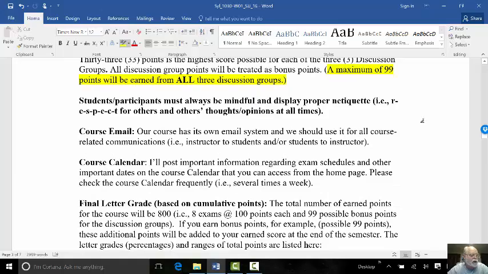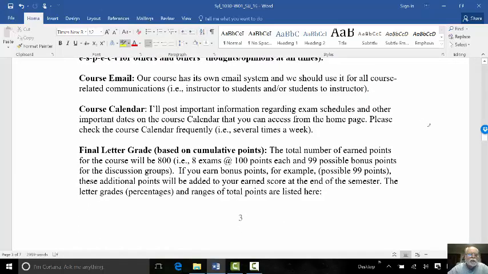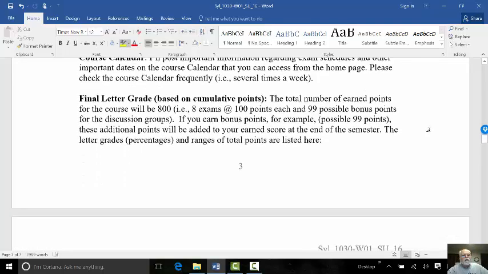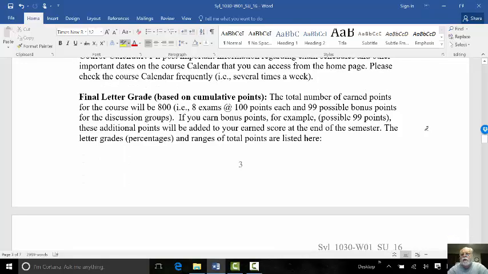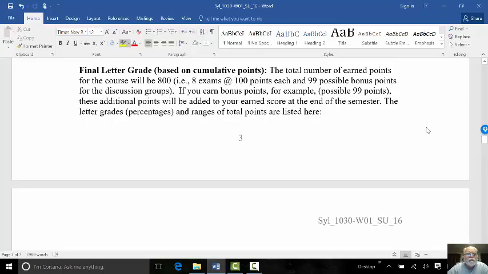Respect for other people is so crucial in this course, so please don't flame, don't insult people's integrity or whatever. If they have a different opinion than yours, respect it. You can share your ideas, but don't attack.